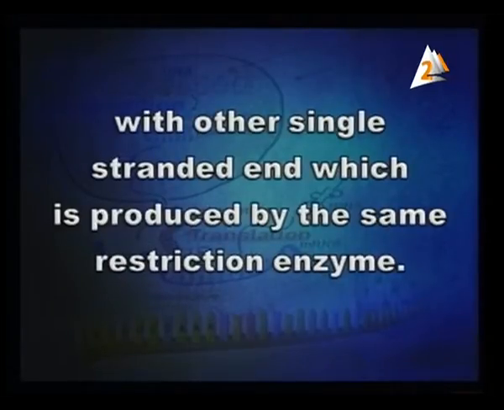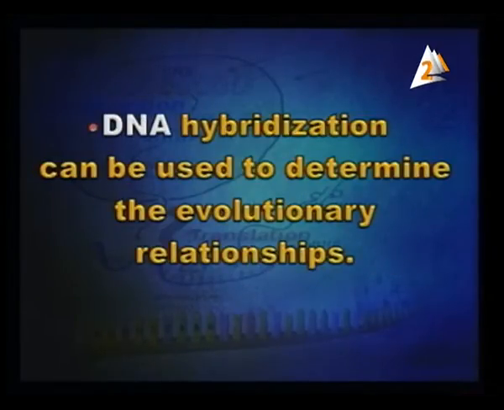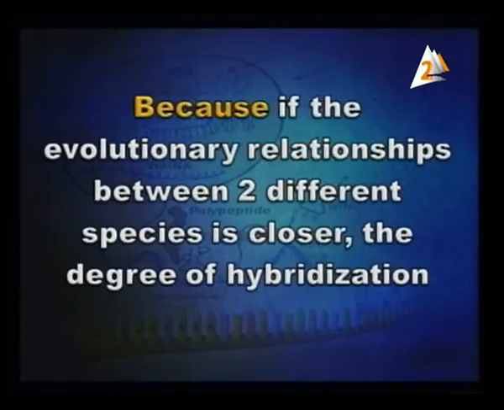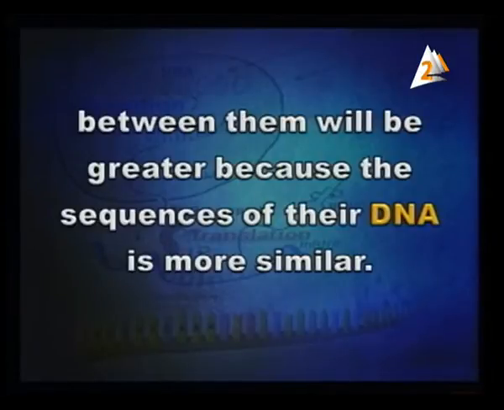The fourth question, give reason. DNA hybridization can be used to determine the evolutionary relationship, because if the evolutionary relationship between two different species is closer, the degree of hybridization between them will be greater, because the sequence of their DNA is more similar.